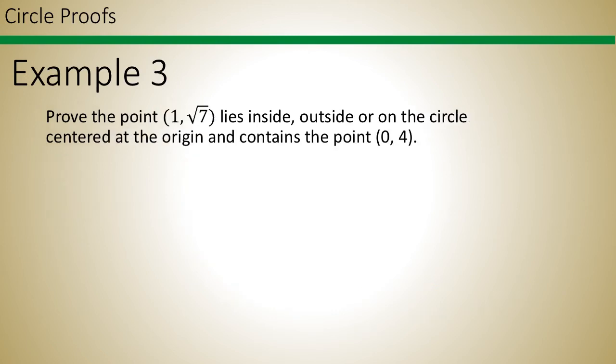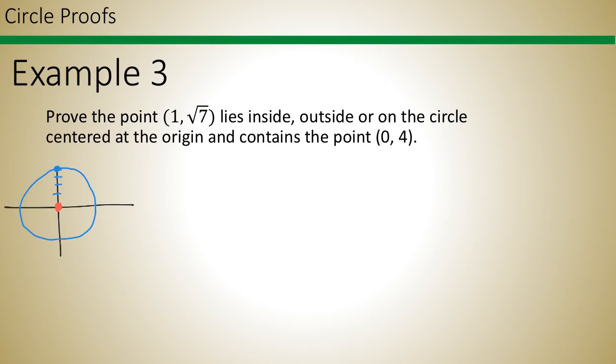This one says, prove that the point (1, root 7) lies inside, outside, or on the circle centered at the origin, and it contains the point 0, 4. So real quick, let's draw a quick sketch of what this looks like. My center is at the origin, which is 0, 0, and then I have the point 0, 4. So 1, 2, 3, 4. We have this point here, so we end up with a circle that looks something like that.